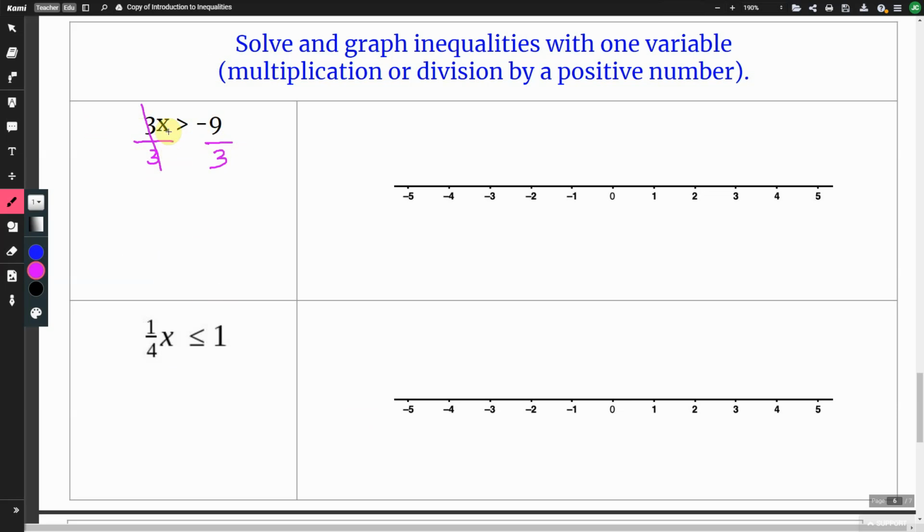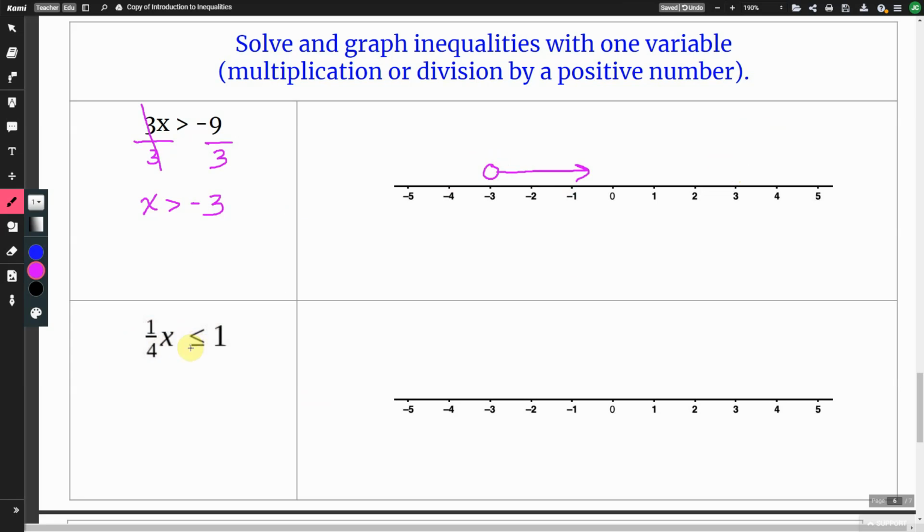This cancels out, and so we're left with just x is greater than 9. Negative 9 divided by 3 would be negative 3. So then again, x is greater than negative 3. Negative 3 is over here, my bad. Boom. This way. Okay, a little bit faster now.